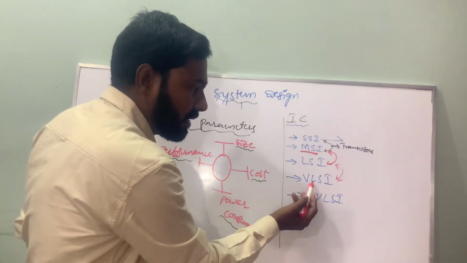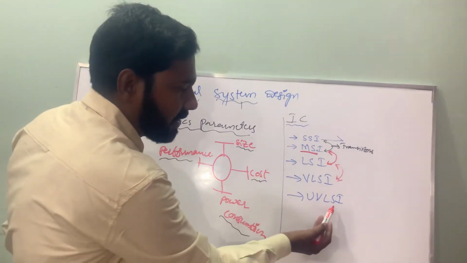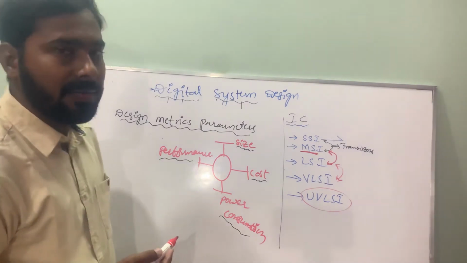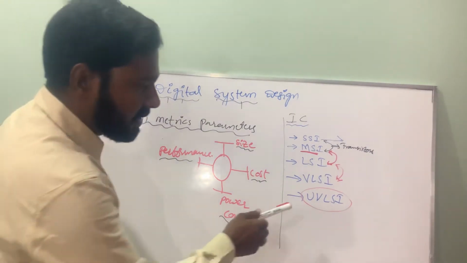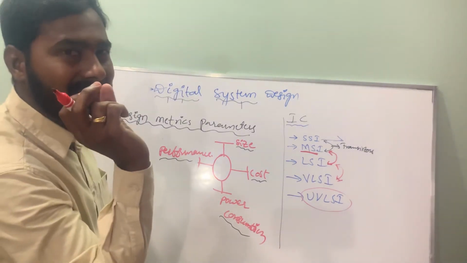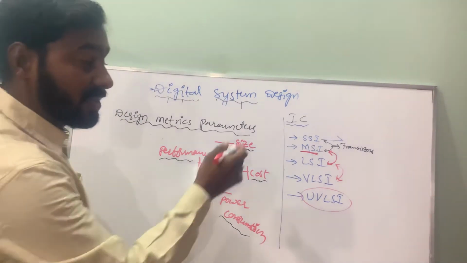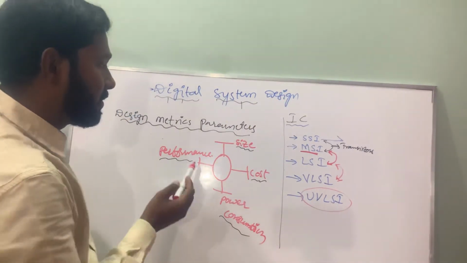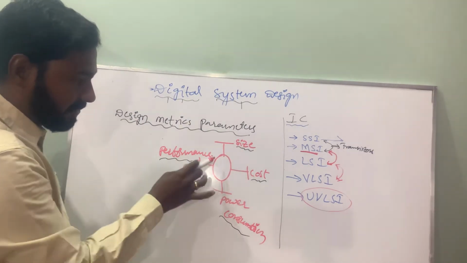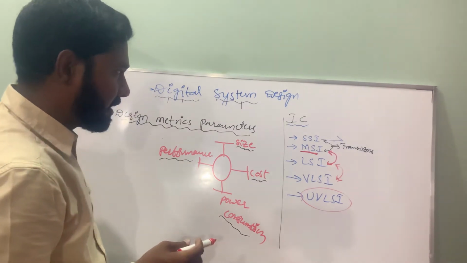Compared to VLSI, very large scale integration, now we are using the present technology, ultra very large scale integration. In this technology we are using small devices, and the size of the IC is very small. So these are the different IC technologies, and this is a digital IC representation. Keeping these four parameters in mind, we can design different digital circuits. So this is the basic introduction.